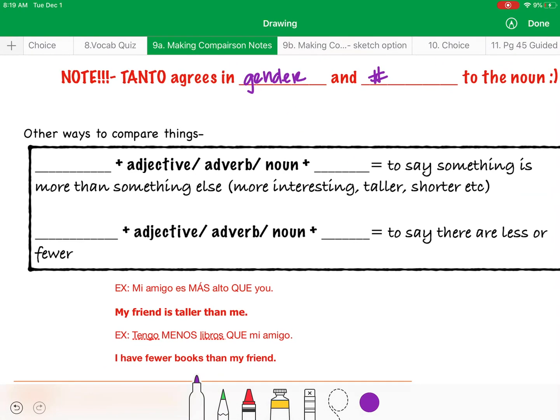All right, to say something is more than something else, okay, we're going to use más. Okay, the adjective, adverb, or noun. Okay, so mi amigo es más, okay, your adjective, alto, que, and then this autocorrect, it should say yo.